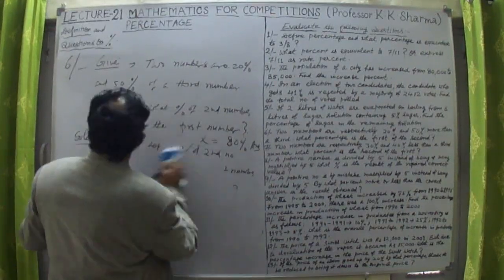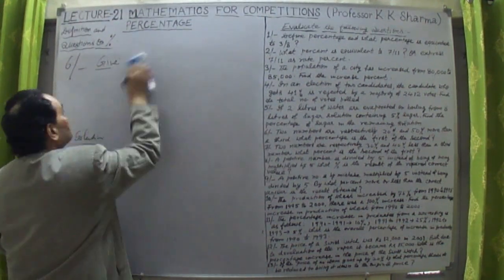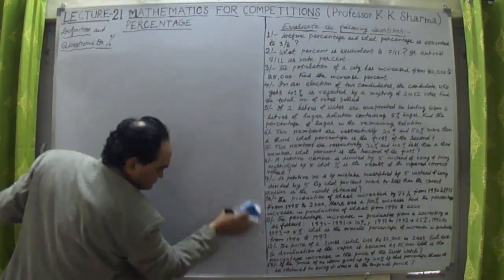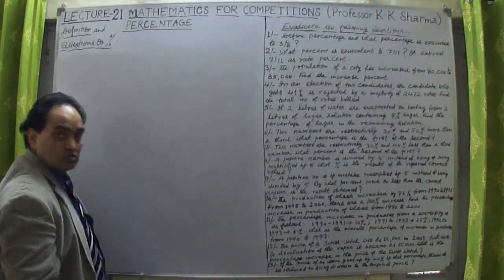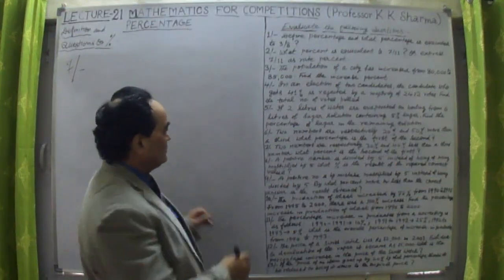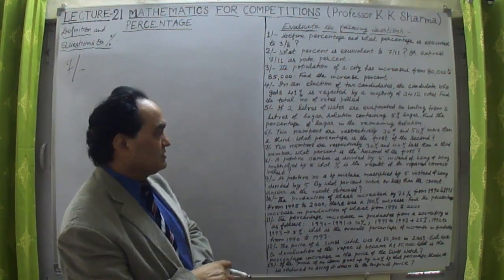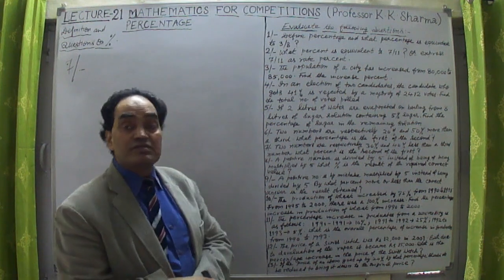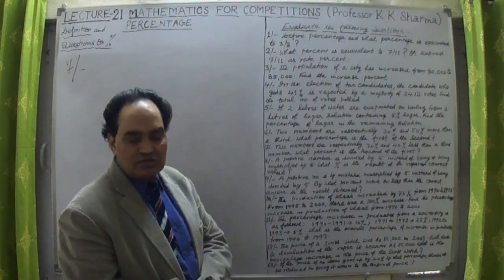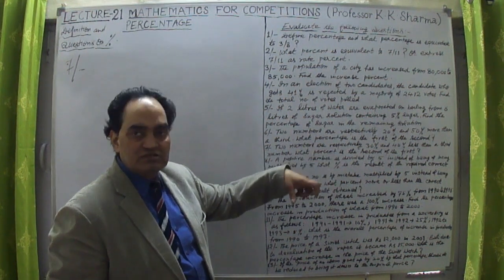Let us take the next question, question number 7. What does it say? Two numbers are respectively 30% and 40% less than a third number. Then what percent is the second of the first? What percent of the first number is the second number?